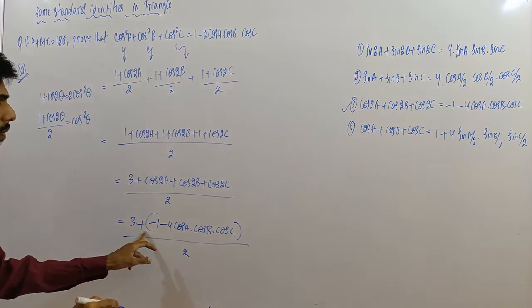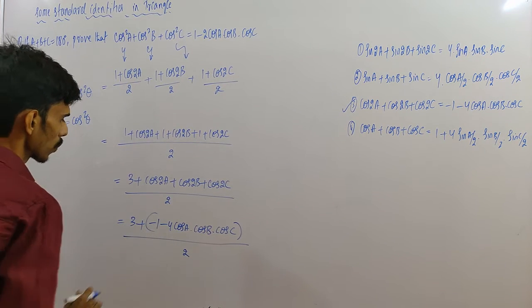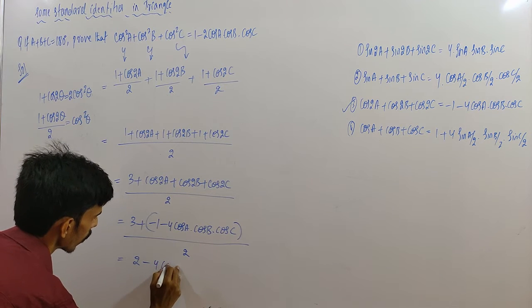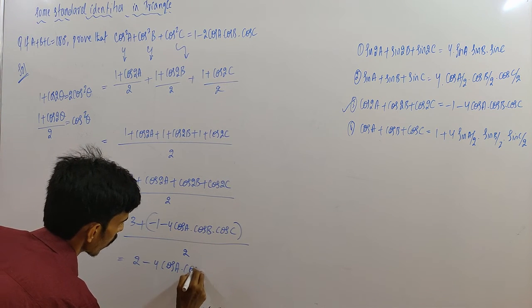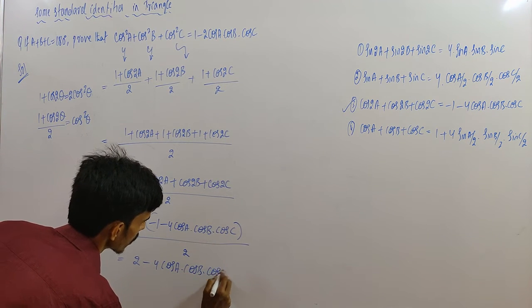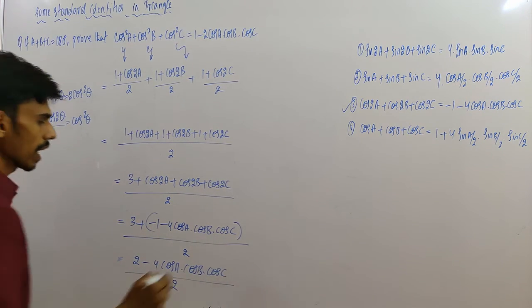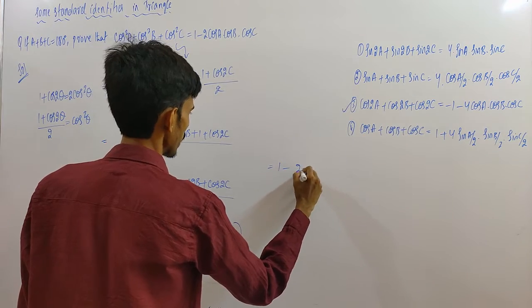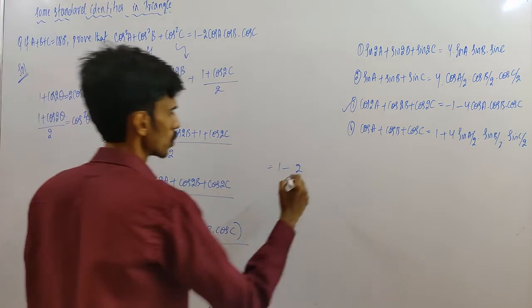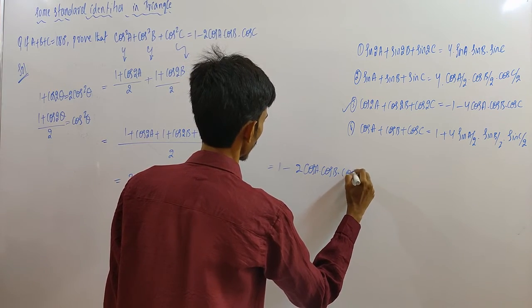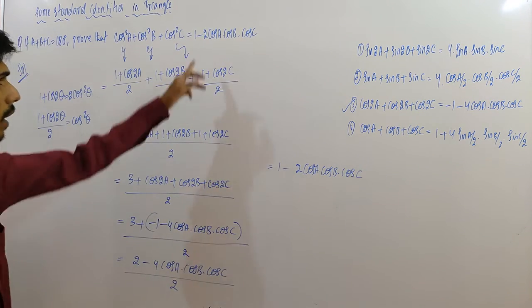Now multiply by this plus sign. We have 3 minus 1, which is 2, so 2 minus 4 cos A cos B cos C, divided by 2. Now cancel these two and these two. We have 1 minus 2 cos A cos B cos C. We got the RHS.